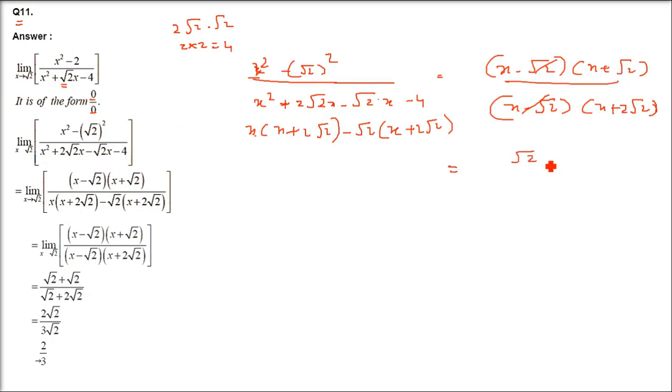Now put x as root 2. Root 2 plus root 2 divided by, putting x as root 2, root 2 plus 2 root 2. In the numerator you have 2 root 2, since root 2 plus root 2 is 2 root 2. And in the denominator you have root 2 plus 2 root 2, that is 3 root 2. And now root 2 gets cancelled. You have 2 by 3.